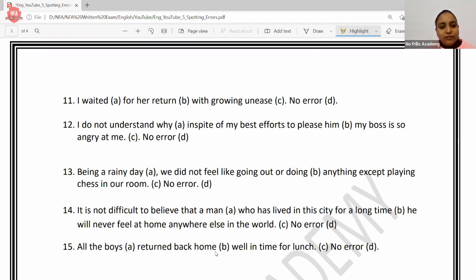Next. All the boys return back home well in time for lunch. All the boys A returned back home B well in time for lunch C. No error D.